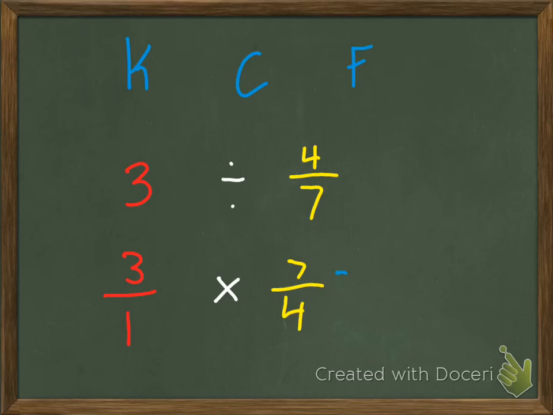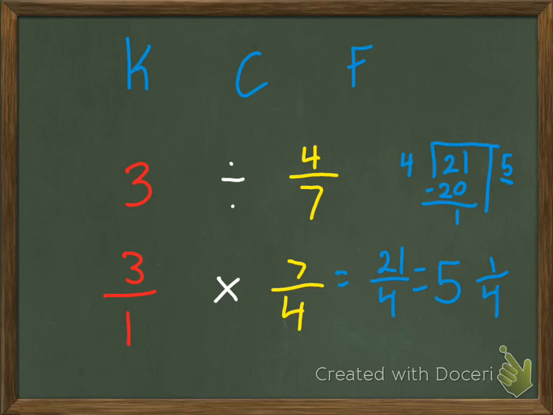Let's multiply. 3 times 7 is 21, and then 1 times 4 is 4. We have an improper fraction, so we need to do a quick little division problem. 21 divided by 4, and I know that 4 times 5 is 20, so when I subtract, I have 1 left over, which means my whole number is 5, because that was my answer, and my remainder is 1, so that's going to be my numerator, and the denominator always stays the same.